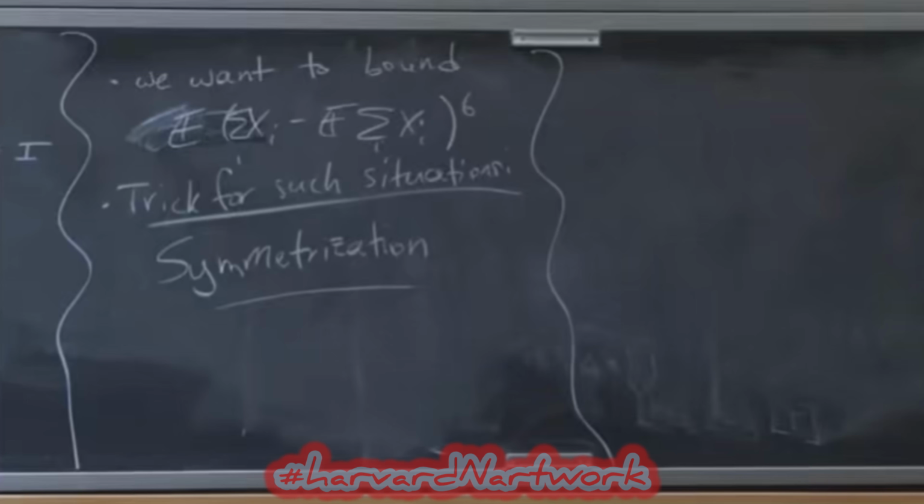And now I use the fact that the 6 norm is a norm. So this is at most 2 times the sum over i of sigma i xi.